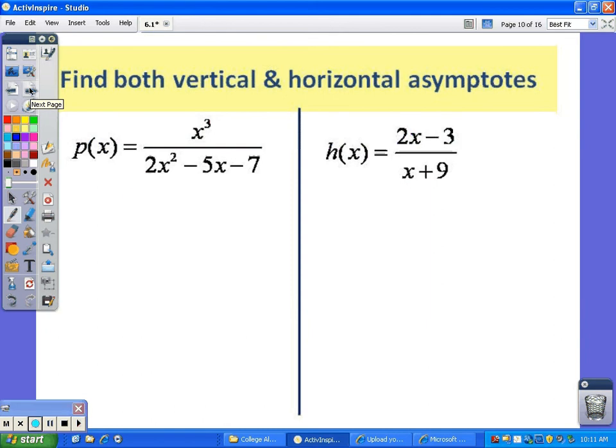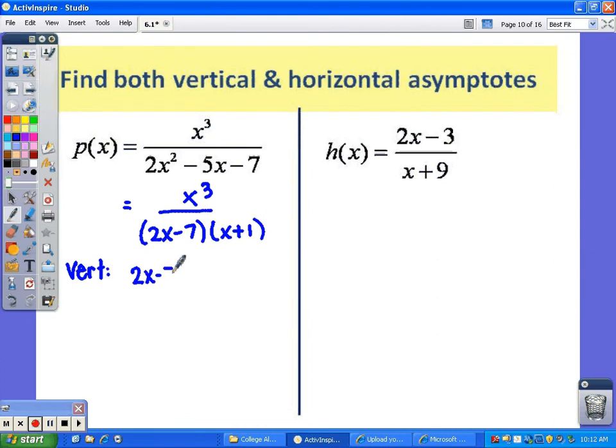For this next one, the denominator will factor as 2x minus 7 times x plus 1, but nothing cancels. So to find our vertical asymptote, we'll take each one of those factors, set it equal to 0, and solve. We'd get a vertical asymptote at 7 over 2 and at -1.